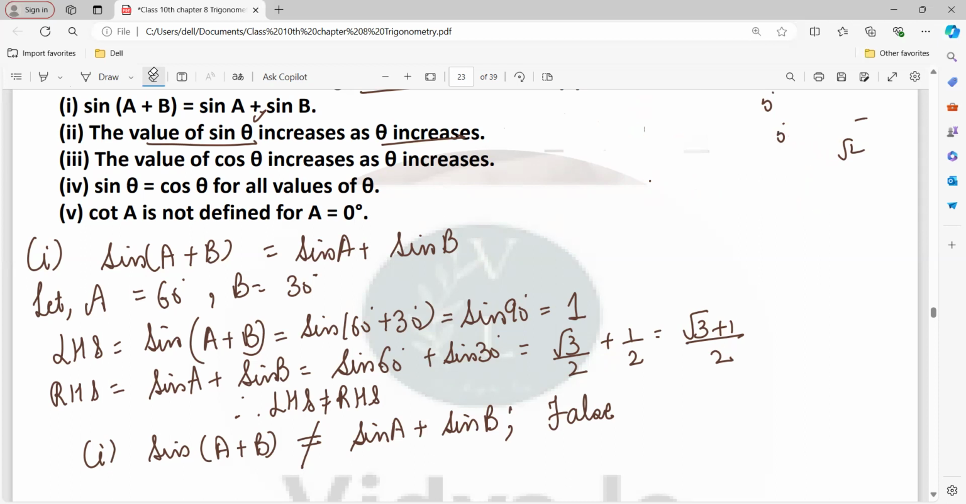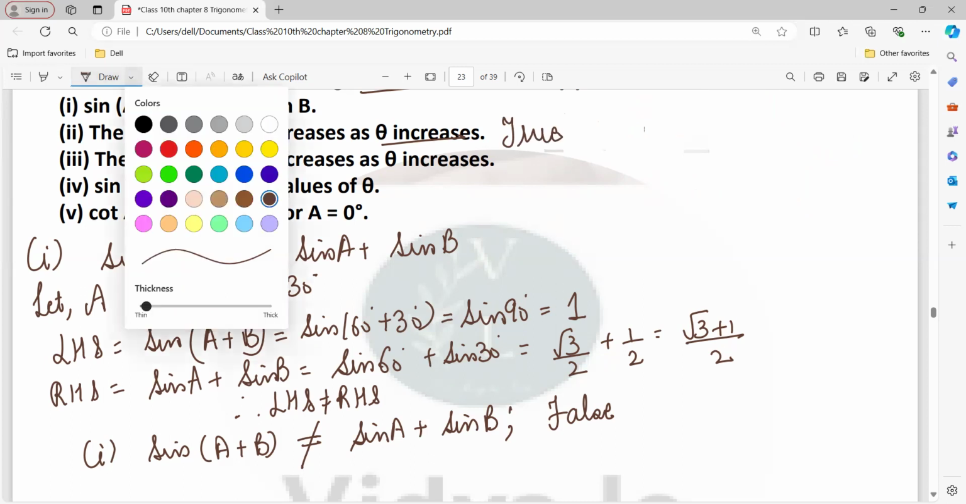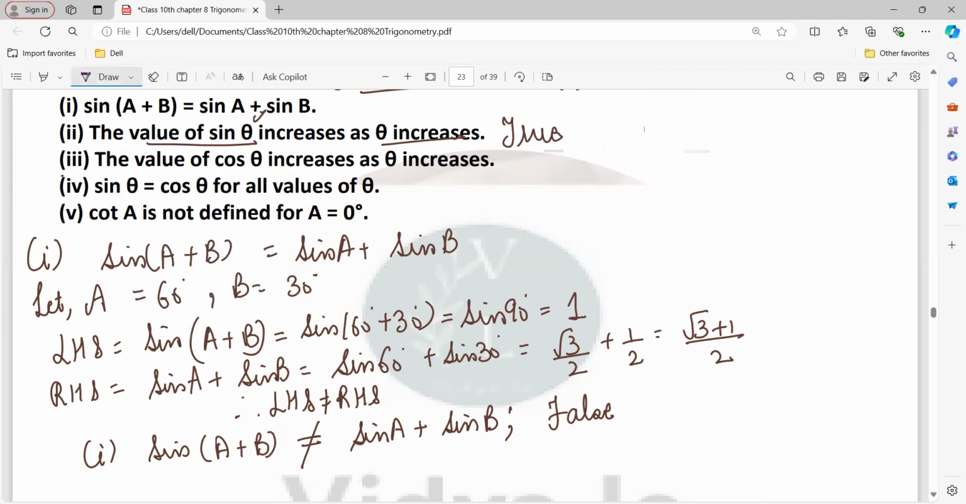Now, in the same way, we'll check the third part. Let's write it as true. Now we need to check whether the values of cos theta increase with the increase in theta or not. So again, we'll use the same process. Let's take theta equals 0 degrees, 30 degrees, 45 degrees, 60 degrees, and 90 degrees. So cos theta, that is cos 0 degrees. Let's directly substitute the values.